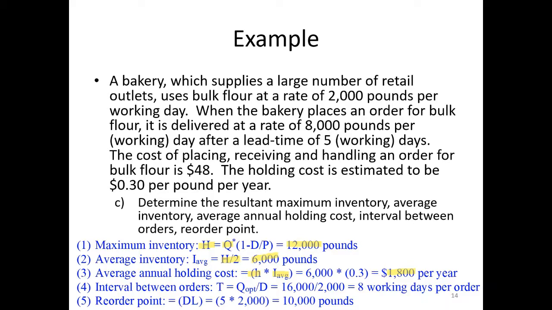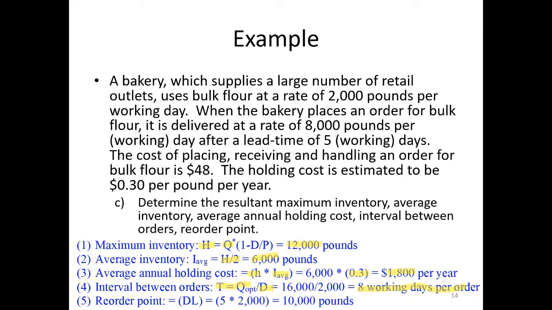Remember here, when we calculated the value of the average annual holding cost, we used the value of H as 0.3 because the units here is per year. Next, the interval between orders. The interval between orders is simply the ratio between the ordered quantity and the demand rate, which is basically the length of the cycle itself. So the length of the cycle here is 8 working days per order.